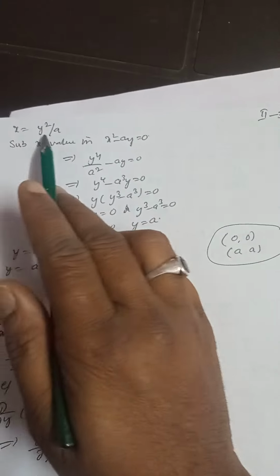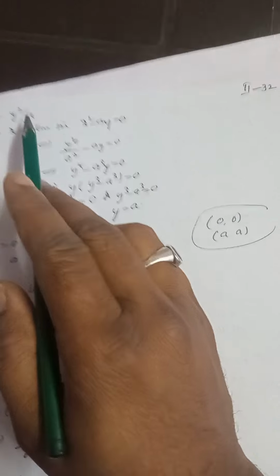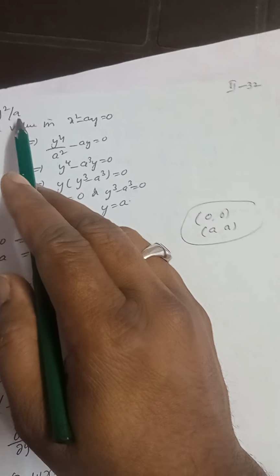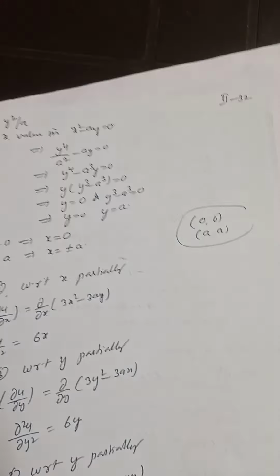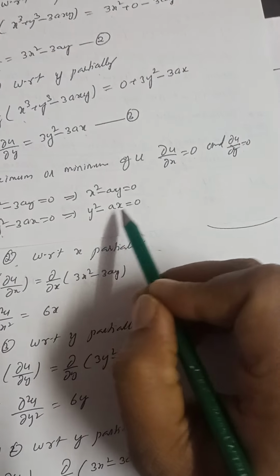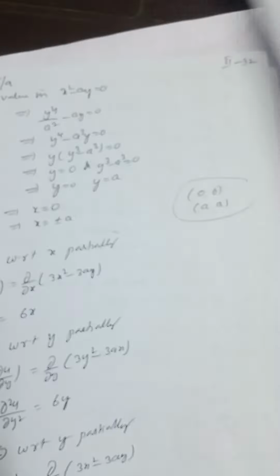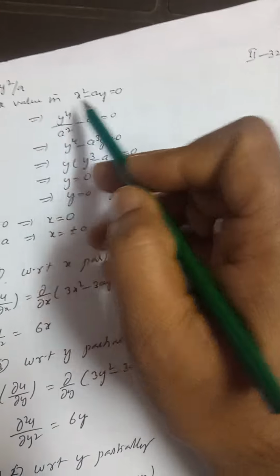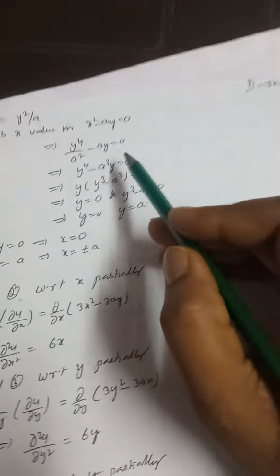Solving means we need to find the x value and y value. From the second equation, x is equal to what? y² by a. See, from here y² = ax, so x = y²/a. Now substitute this x value in the first equation. Now I get the y value.